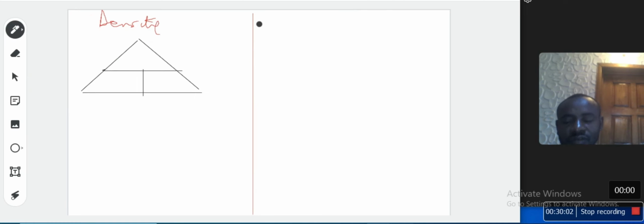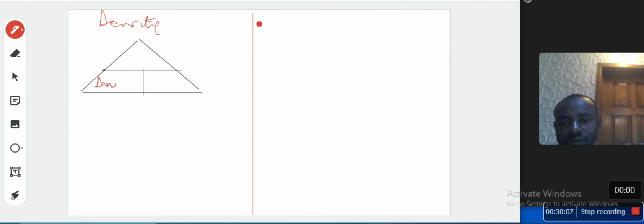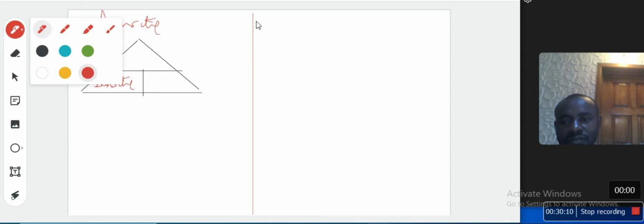You see, remember the formula for density? Mass. Yes, density is what?